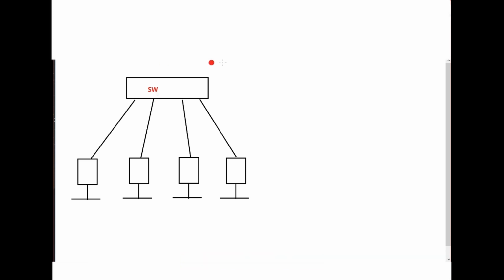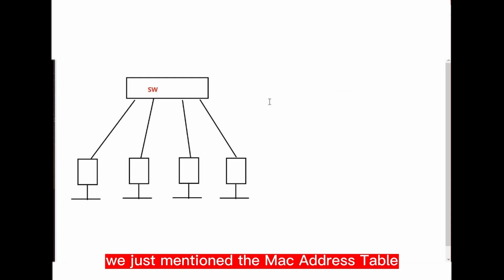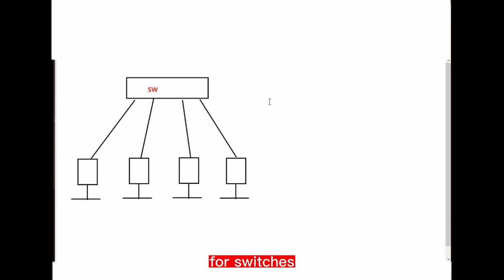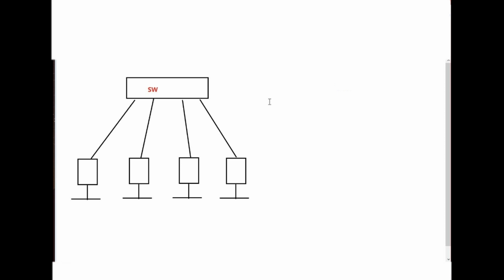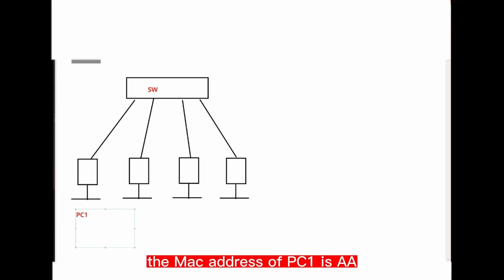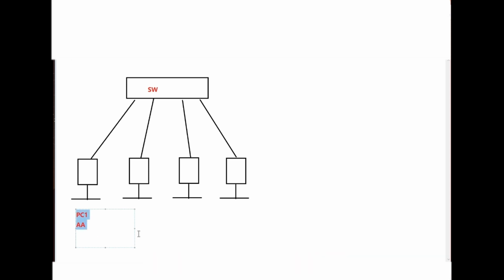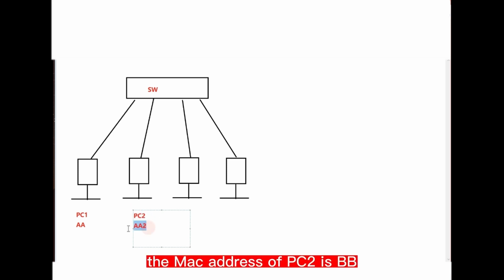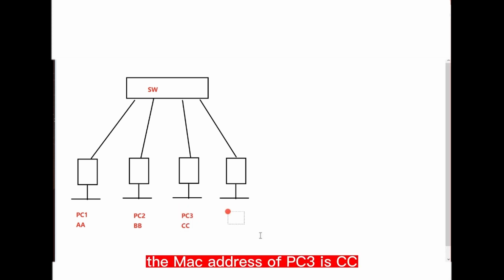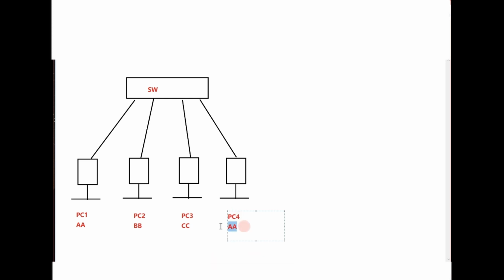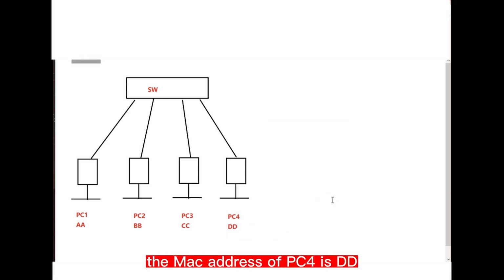So how does it forward data? We just mentioned the MAC address table. The switch is actually like a brain, and this brain is the MAC address table. I'm going to make a label for each PC. This is PC1, the MAC address of PC1 is AA. This is PC2, its MAC address is BB. This is PC3, its MAC address is CC. This is PC4, its MAC address is DD.